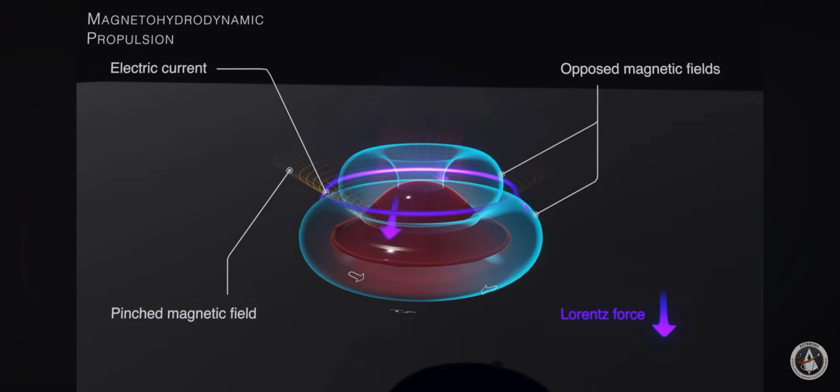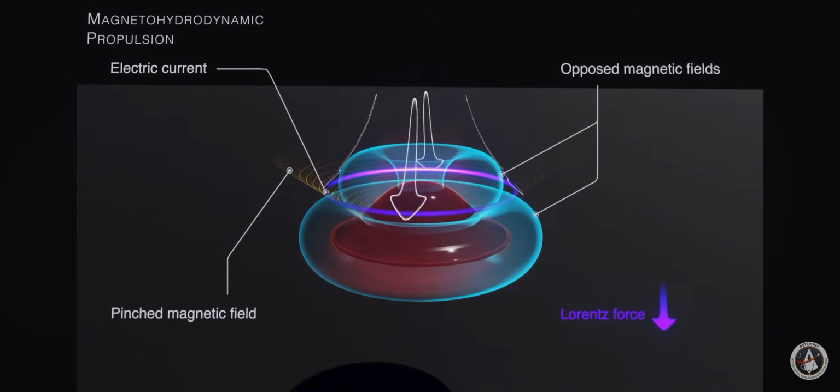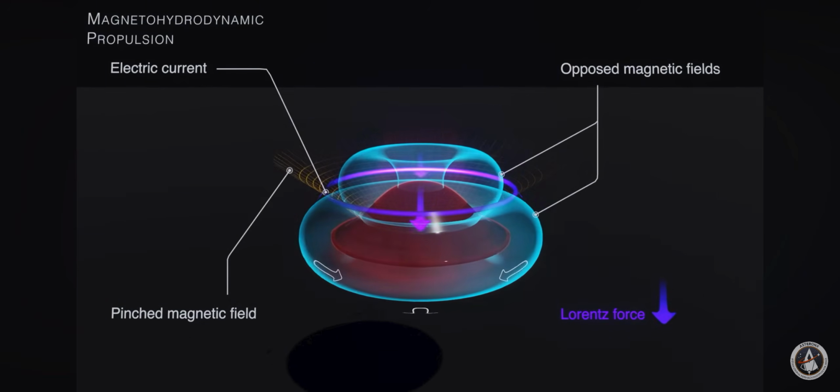If the fluid is already moving, a Lorentz force can be used to either accelerate the fluid further and thereby decrease its pressure, or to decelerate the fluid and so increase its pressure.